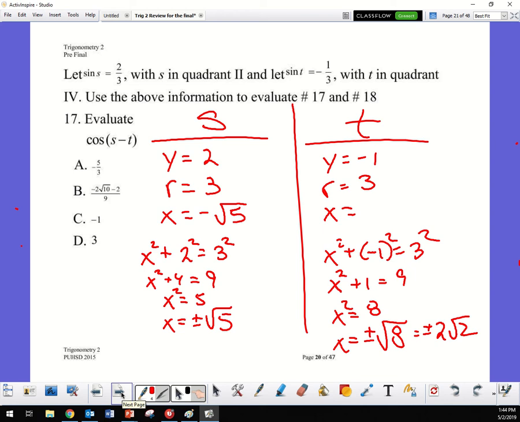All right. So, listen please. I just noticed it's asking for cosine of s minus t. Now, please find it on your reference sheet. Everyone in this class, please find it on your reference sheet. Found it. That's the cosine difference identity.